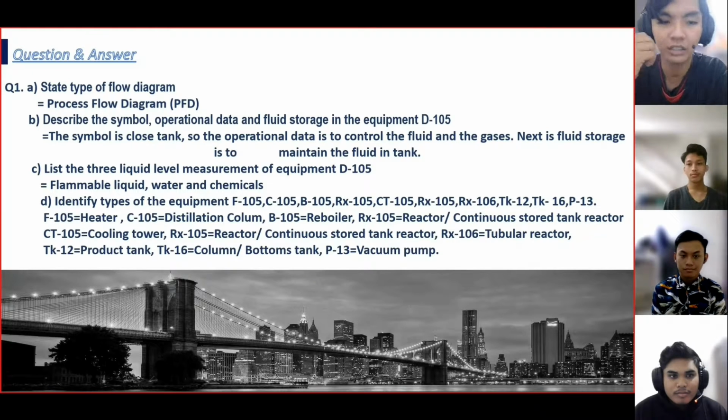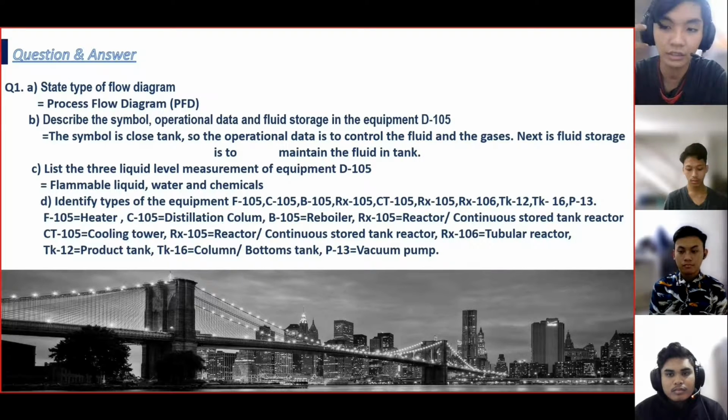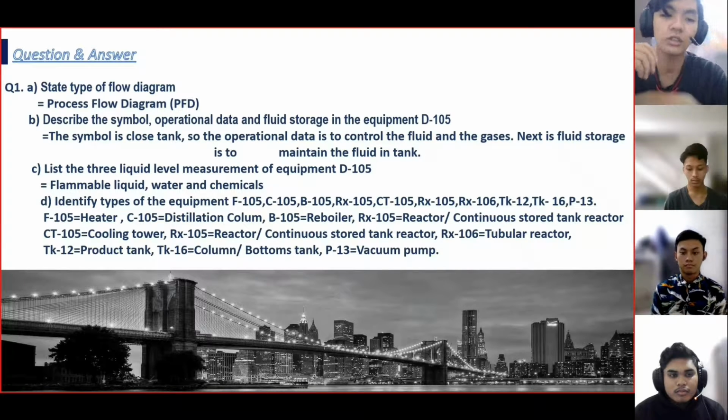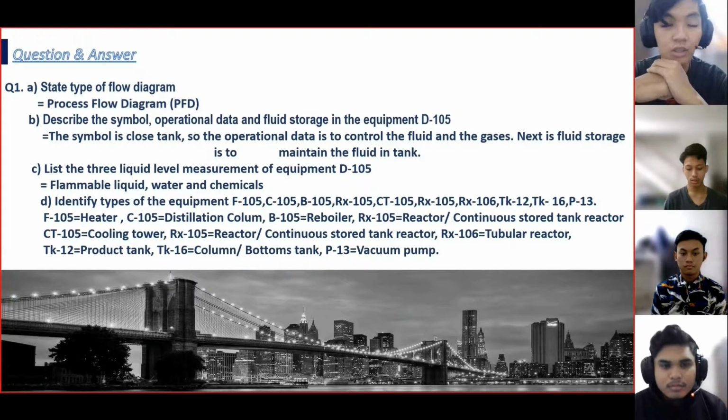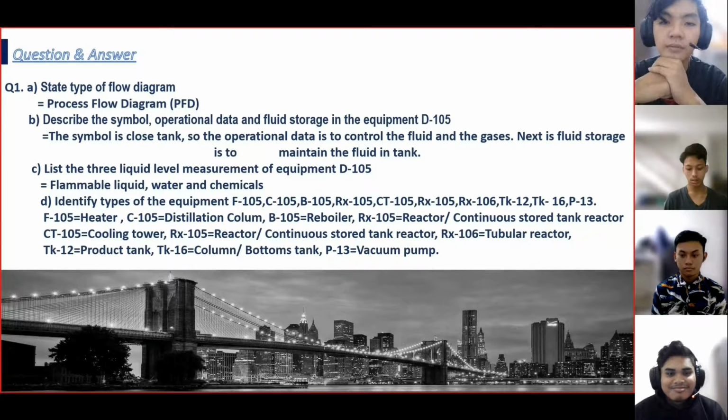F105 is a heater. C105 is a distillation column. B105 is a reboiler. CT105 is a cooling tower. RX105 is a reactor, or continuous stirred tank reactor. RX106 is a tubular reactor. TK12 is a product tank. TK16 is a column bottom tank. And P13 is a vacuum pump.